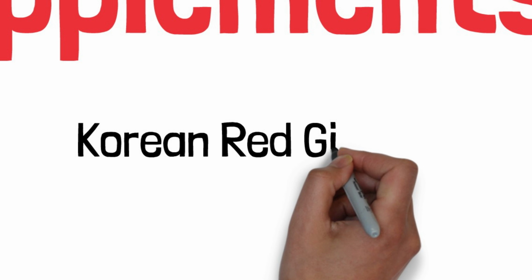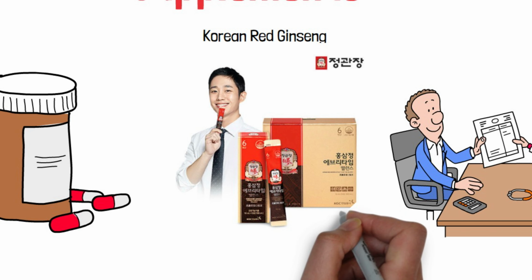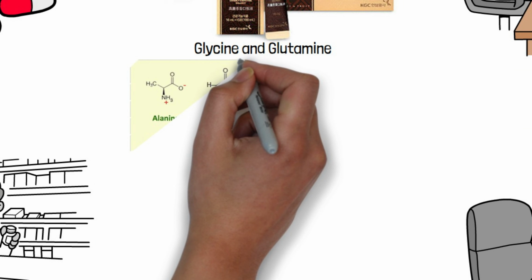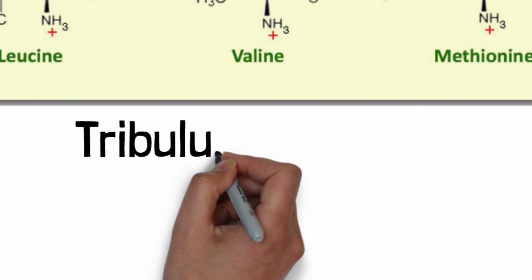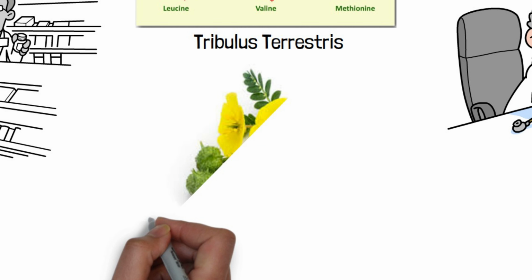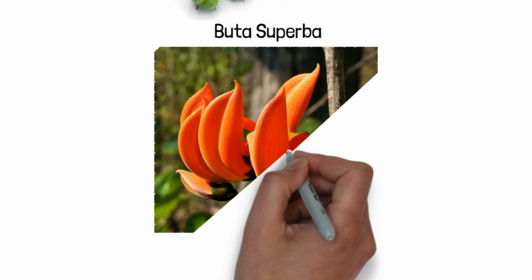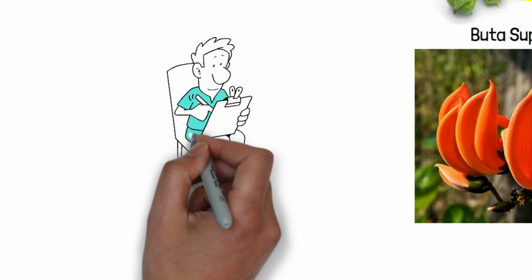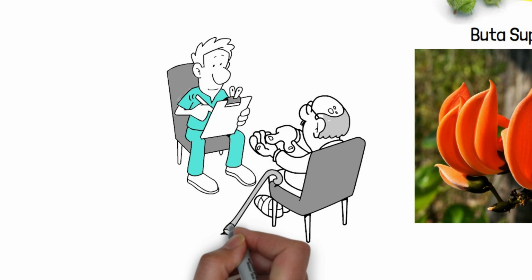Other supplements include Korean red ginseng, known for its potential to prevent toxin-induced downregulation of androgen receptors and support sexual health. Glycine and glutamine, amino acids that are essential for adequately forming androgen receptors and can support overall receptor sensitivity. Tribulus terrestris, a herbal extract that may enhance androgenic activity and increase receptor sensitivity. Butea superba, another herbal supplement that may boost DHT levels and androgen receptor sensitivity. It's advisable to begin with one or two supplements and observe their effects before adding more. This approach helps assess individual responses and avoid potential interactions or side effects.